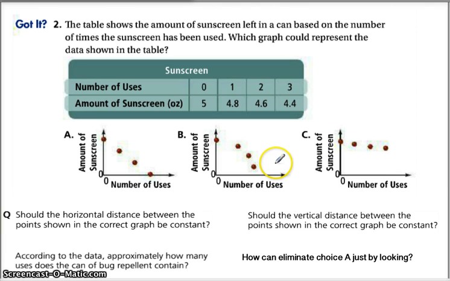Okay, try this on your own. A table shows the amount of sunscreen left in a can based on the number of times the sunscreen has been used. Which graph could represent the data shown in the table? So it's the number of uses versus, sometimes we say, the amount of sunscreen. So what happens to the amount of sunscreen every time we use it? What happens to the amount in the can each time we use it? Look at the graph, analyze the table for how much it actually goes either up or down each day.